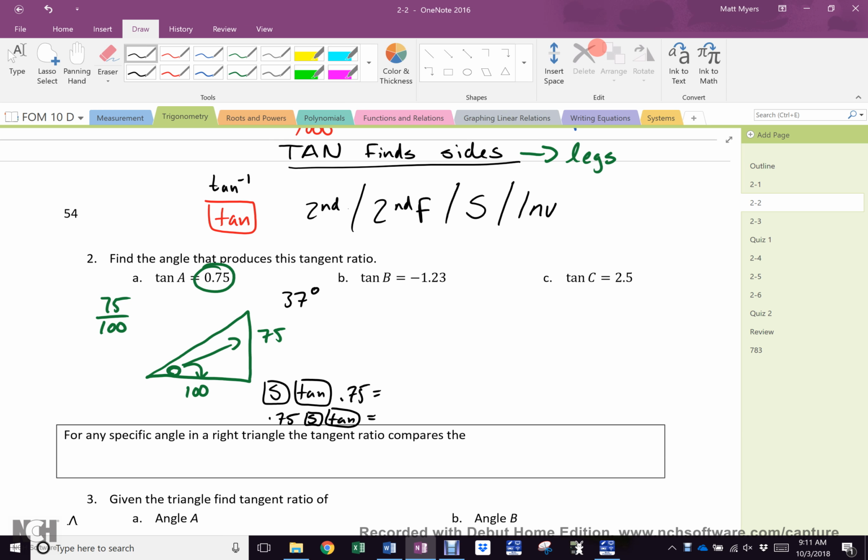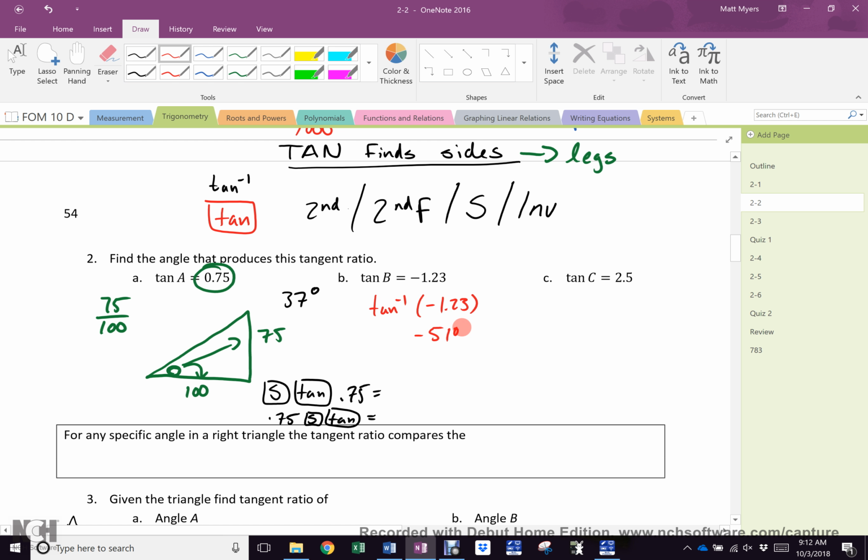Now, what is weird about B? There's a negative in front of it. Now, does math change? So to figure out A, we did shift tan 0.75, yes? So what do I do for B? Shift tan, which is tan negative 1. And then what do I punch in? Negative 1.23. And what do I get? Negative 50.88. Which rounds off to? Negative 51. Yeah! Negative 51 degrees.